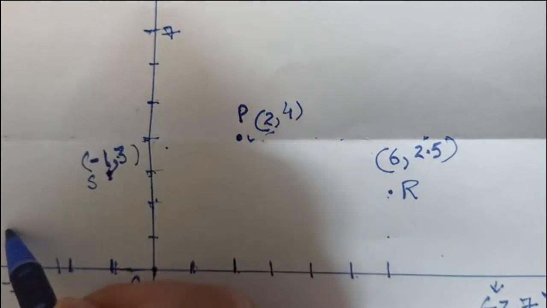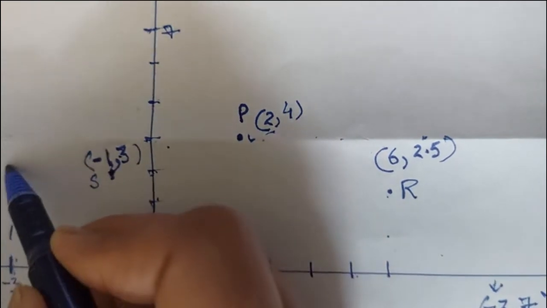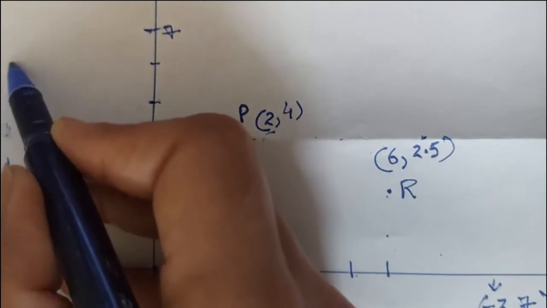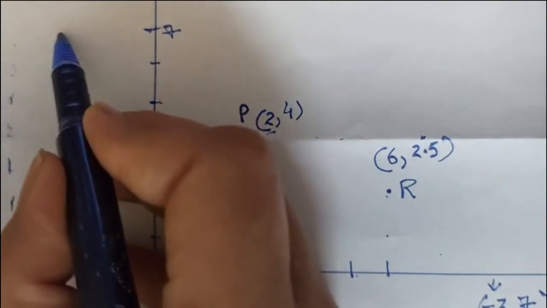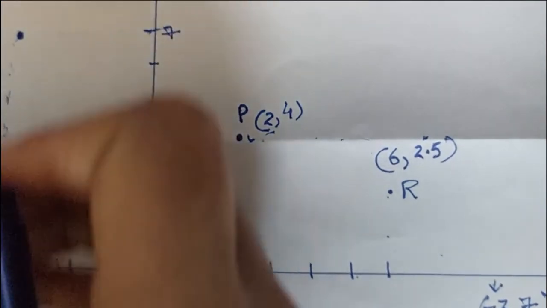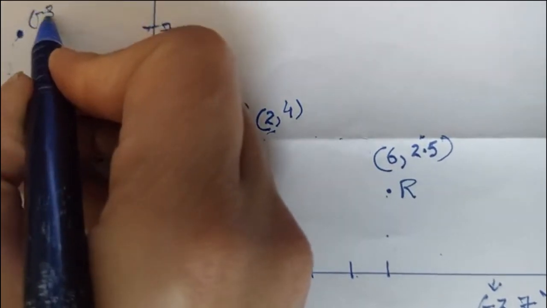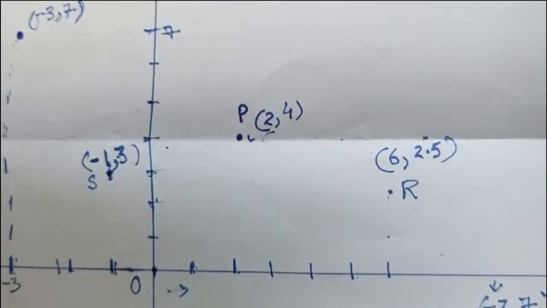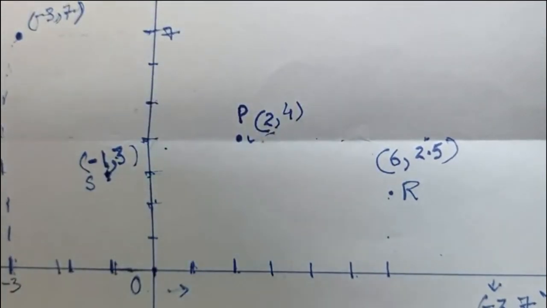So you go like this. This is the position of the point whose position coordinates are -3 and 7. So this is how we position a point mathematically in a plane.